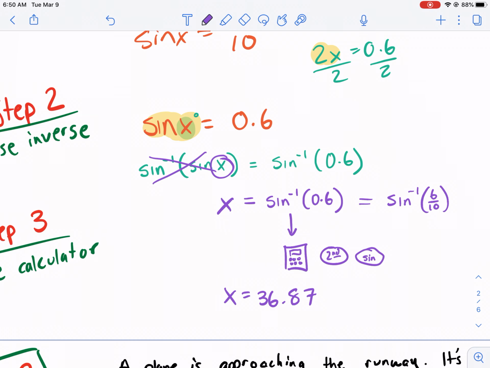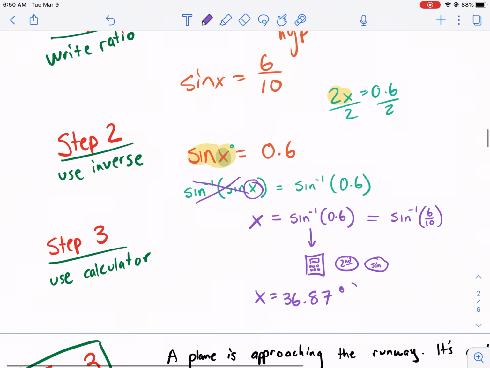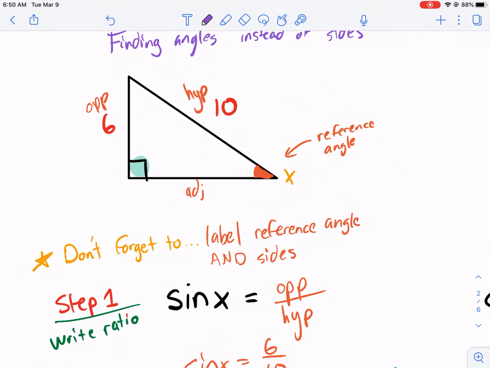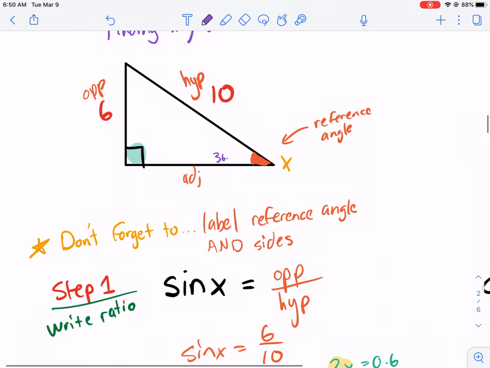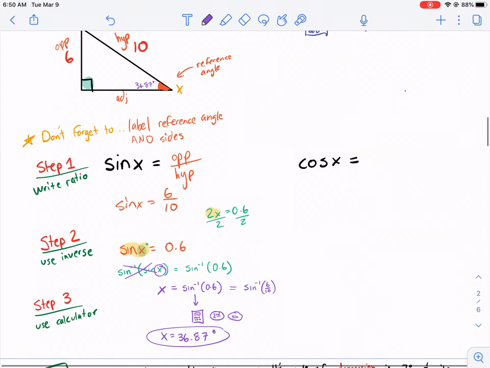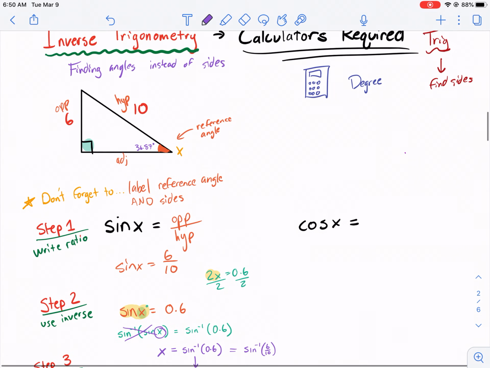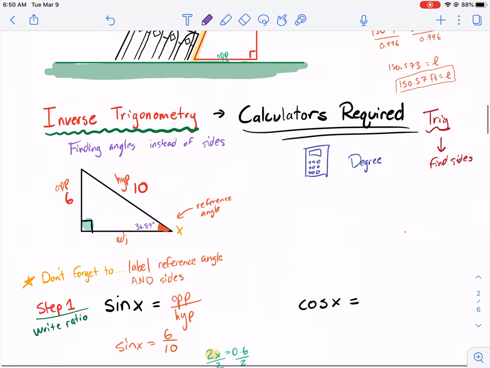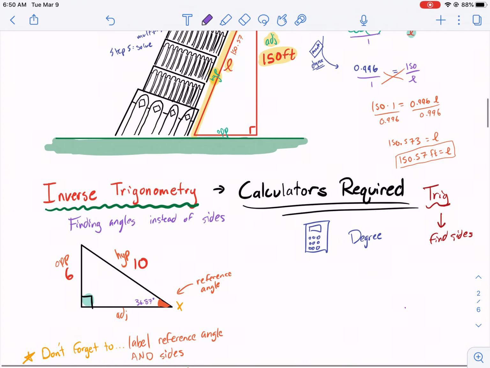Now, what does that mean? That is the number of degrees. So that is my answer. I have x is equal to 36.87 degrees. So it's pretty remarkable that we can use inverse trigonometry to help us find the angle of any triangle where we're given at least 2 sides.